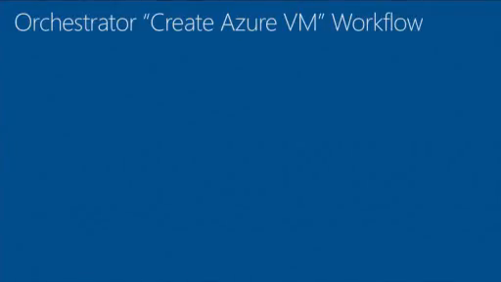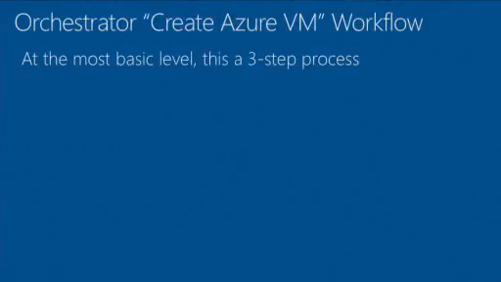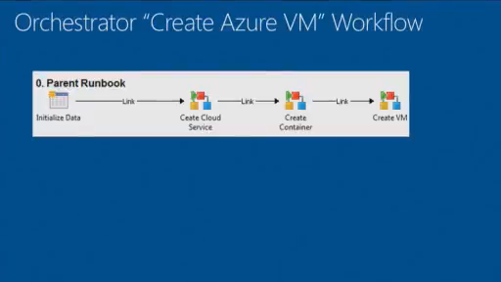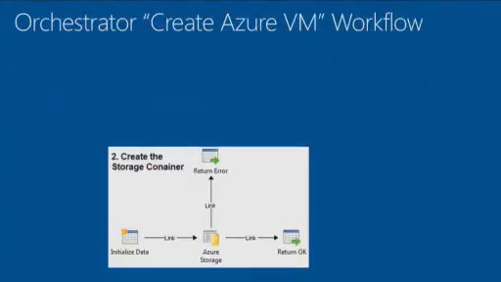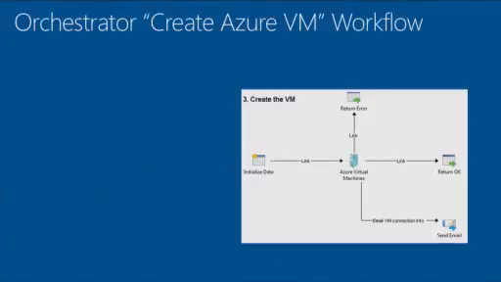So let's talk through that create Azure VM workflow just real quickly. This is what we were already looking at. At the basic level, it was just a three-step process. What we walked through was the parent runbook, creating the cloud service, the container, and the VM. We have to have the cloud service, which is where the VM resides. We have to have the container to store the VHD. So we create our cloud service, we create the container that's going to contain our VHD, and then we deploy the virtual machine.